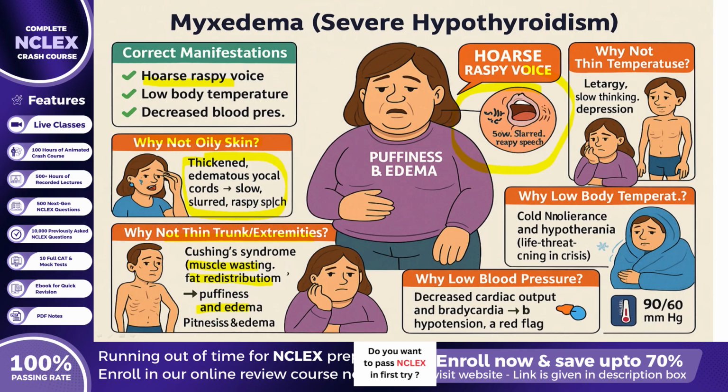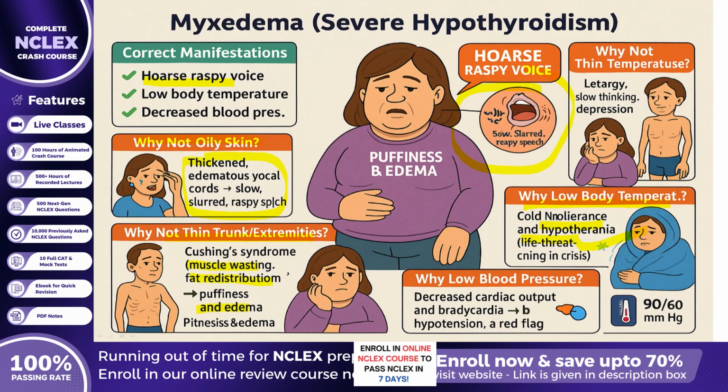Looking at option 5, low body temperature, this is correct and highly significant. Hypothermia occurs because the slowed basal metabolic rate decreases heat production, making clients extremely intolerant to cold. In severe cases such as myxedema coma, hypothermia becomes profound and life-threatening.